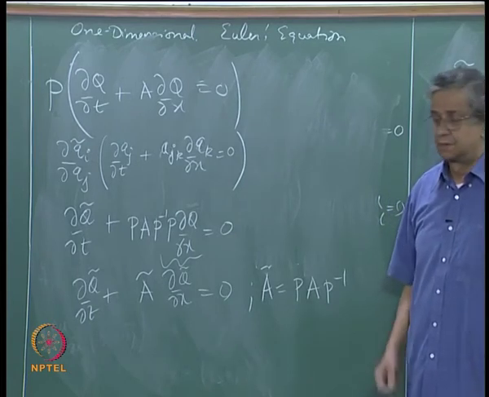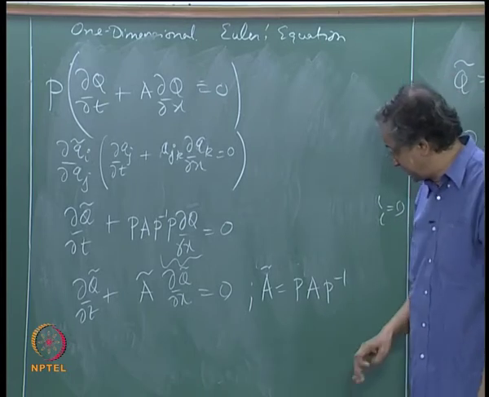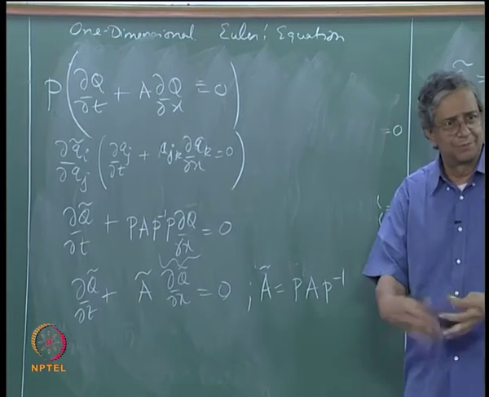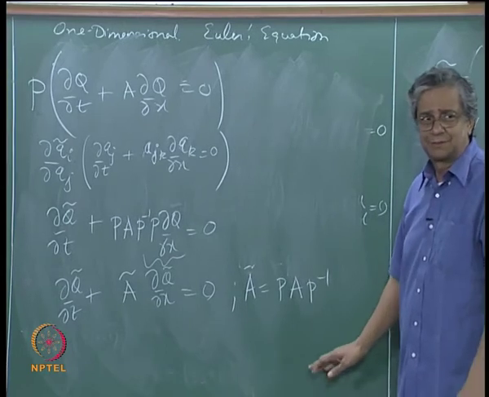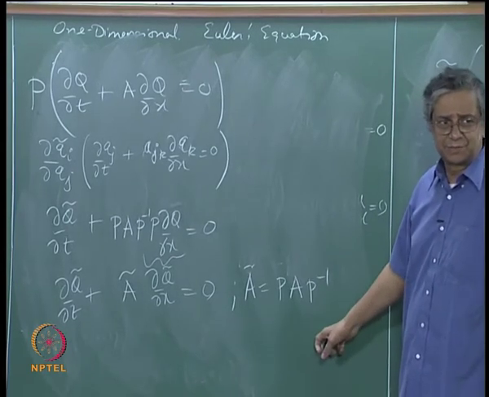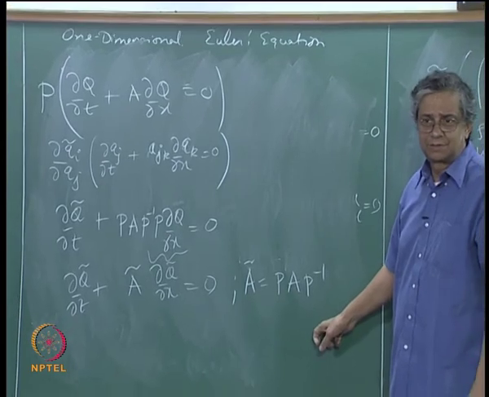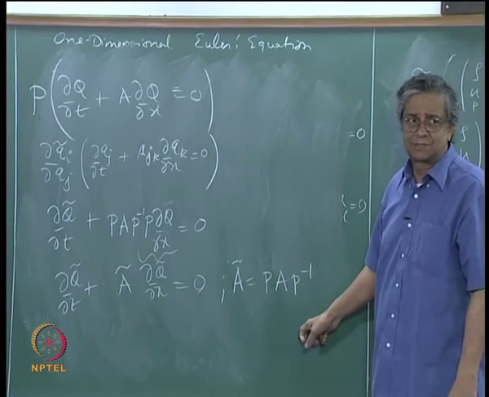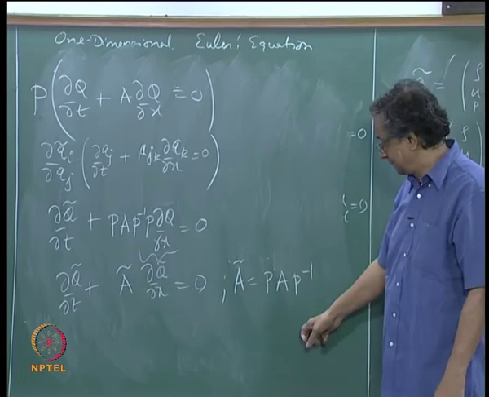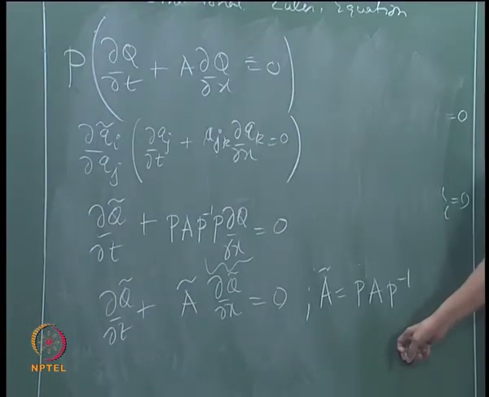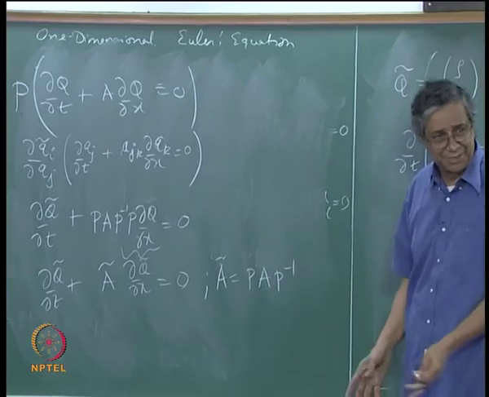Now, if you have not seen this before, I suggest that you take a quick look at matrix algebra. This is a similarity transformation. What is the point of similarity transformations? The eigenvalues are the same. And if you are lucky, and in this case we are lucky, we have distinct eigenvalues. They are real; there are a lot of nice properties.